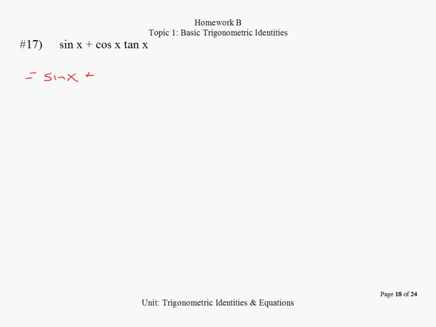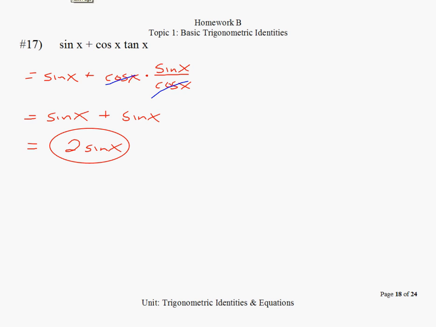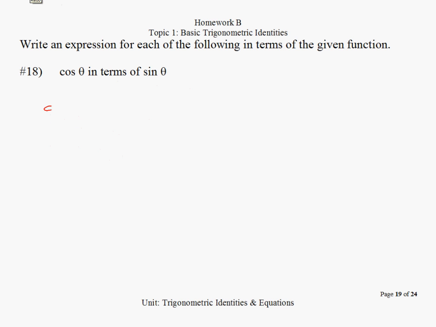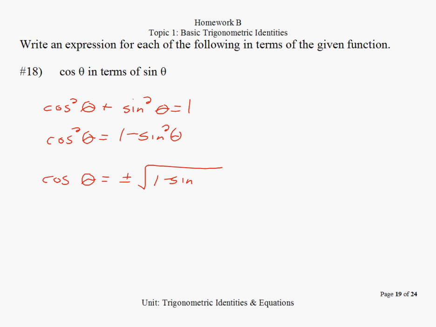17, we're going to change tangent to sine over cosine. Cosines cancel. Sine of x plus sine of x is 2 sine of x. 18, write an expression for each of the following in terms of the given function. Cosine and sine are in the trig identity. If you get cosine squared by itself and then square root both sides, you get that.